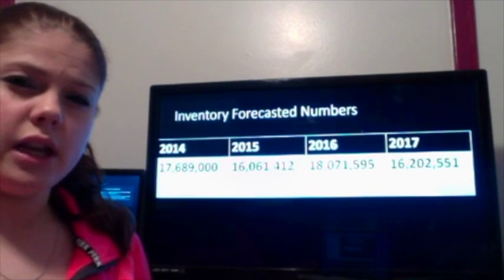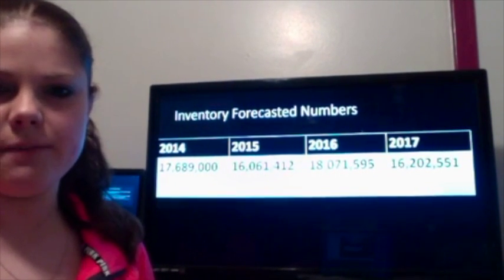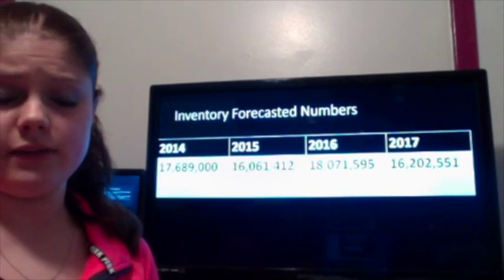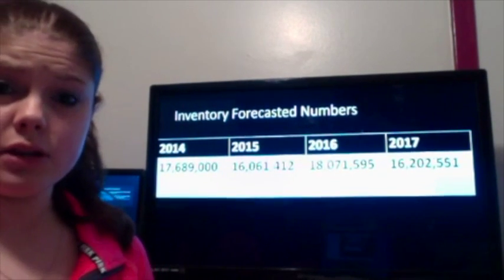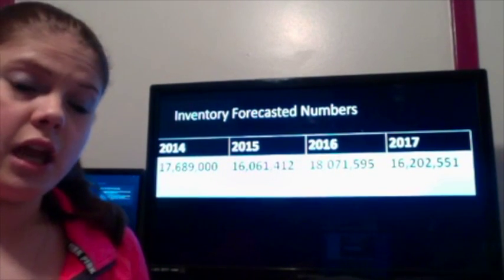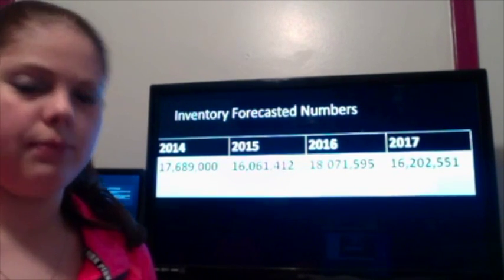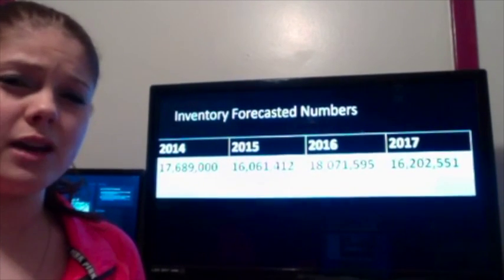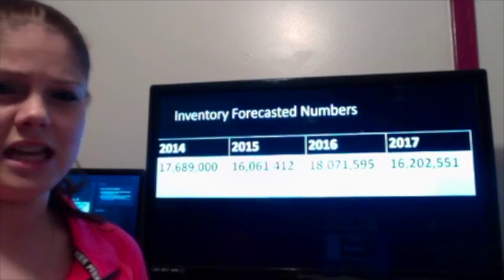As you see here, there's some numbers. In 2014, it was almost 18 million, just a little shy of it. That was the number that we had. We forecasted 2015, 2016, and 2017. In 2015, the number was just over 16 million. In 2016, it went up again about 2 million to just over 18 million, and then it dropped back down again in 2017 to just over 16 million. So as you can see, it fluctuates, but it doesn't fluctuate a lot. It stays in the range between 16 and 18 million.